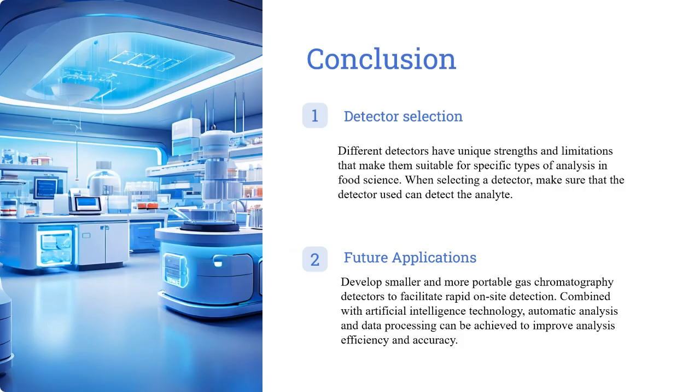So in conclusion, for the detector selection, different detectors have unique strengths and limitations that make them suitable for specific types of analysis in food science. When selecting a detector, make sure that the detector used can detect the analyte. In the future application, develop smaller and more portable gas chromatography detectors to promote rapid on-site detection. Combined with artificial intelligence technology, automatic analysis and data processing can be achieved to improve analysis efficiency and accuracy.